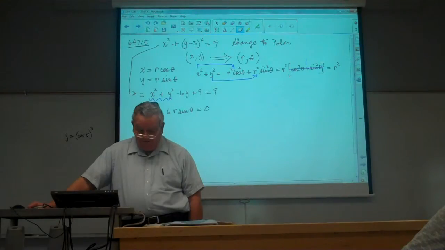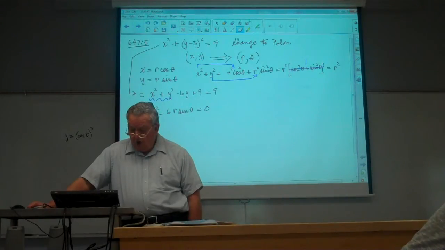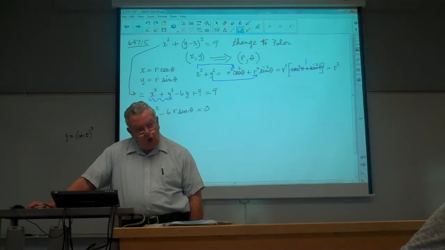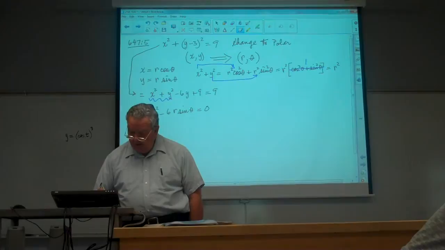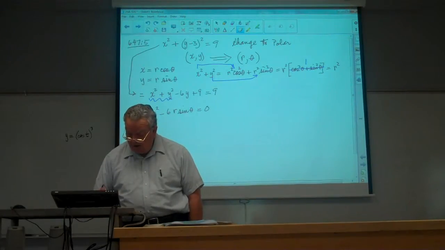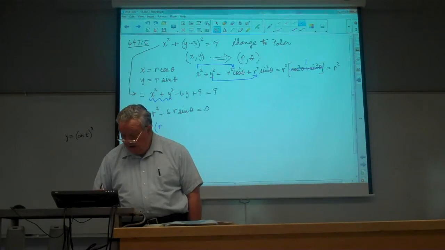Well, I get R sine theta. R is equal to 6 sine theta, and the graph's perfectly on the graph. R is equal to the square root of 6 sine... No, you got, this is R times R minus 6 sine theta equals 0.